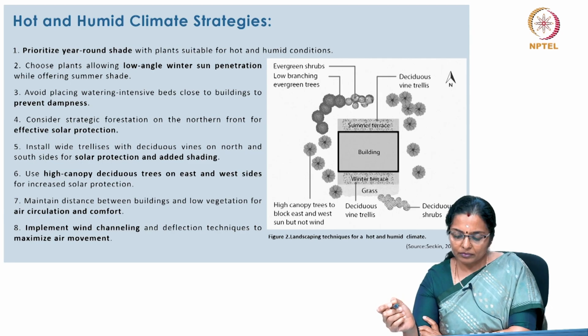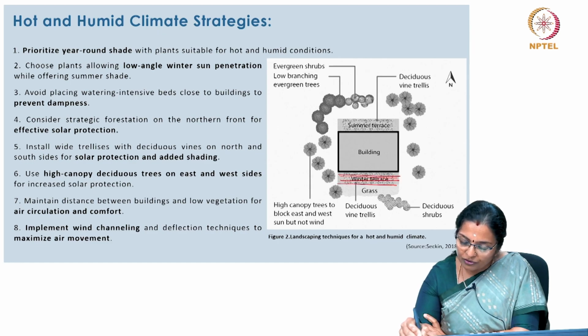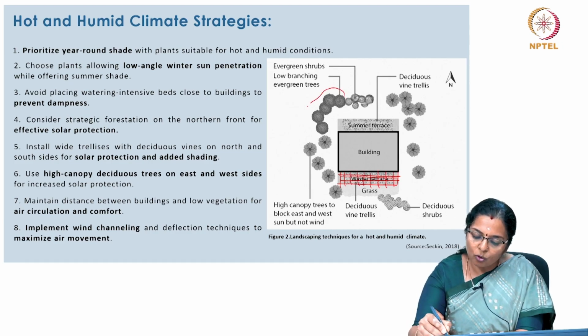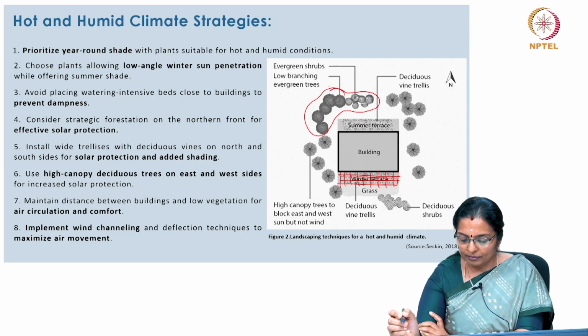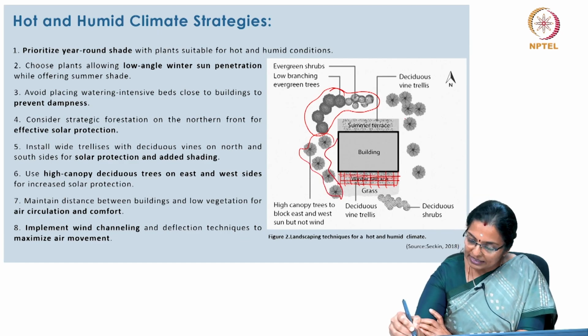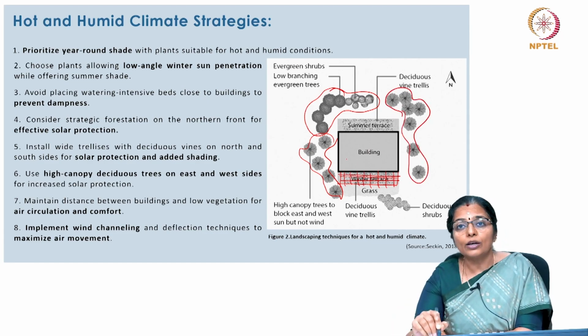Again, we must ensure that there are deciduous vines on trellis along the south, while evergreen shrubs and low branching evergreen trees should be along the north. High canopy trees should block east and west sun, but they must also permit movement of breeze.